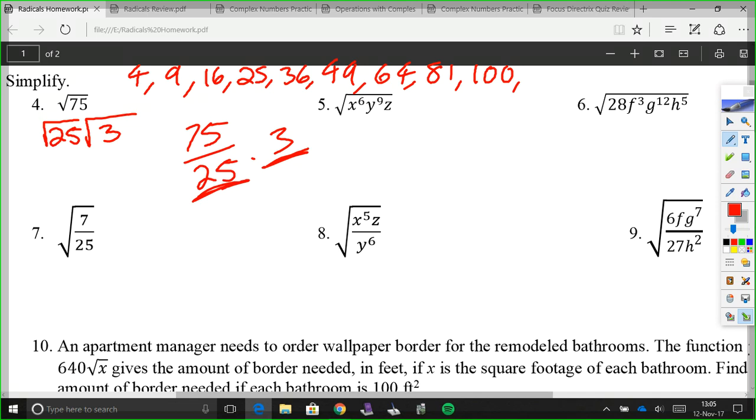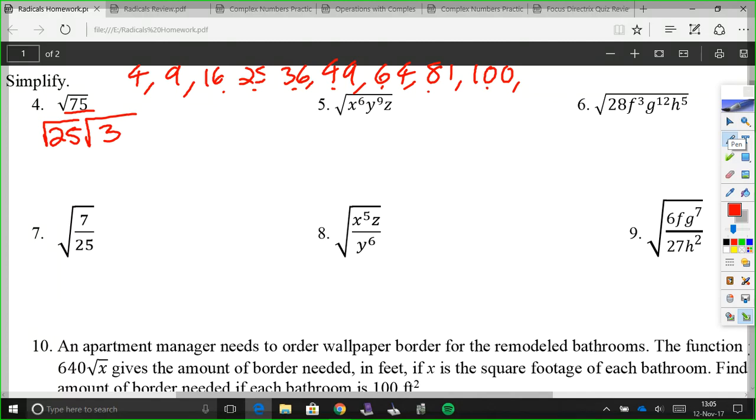Okay. So again, if you weren't sure which of these you'd be able to use, just take your number, whatever it is, divide it by whatever you see here, and find one that works. Okay? So anyway, I found 25 and 3. Alright, so now I'll take the square root of these.